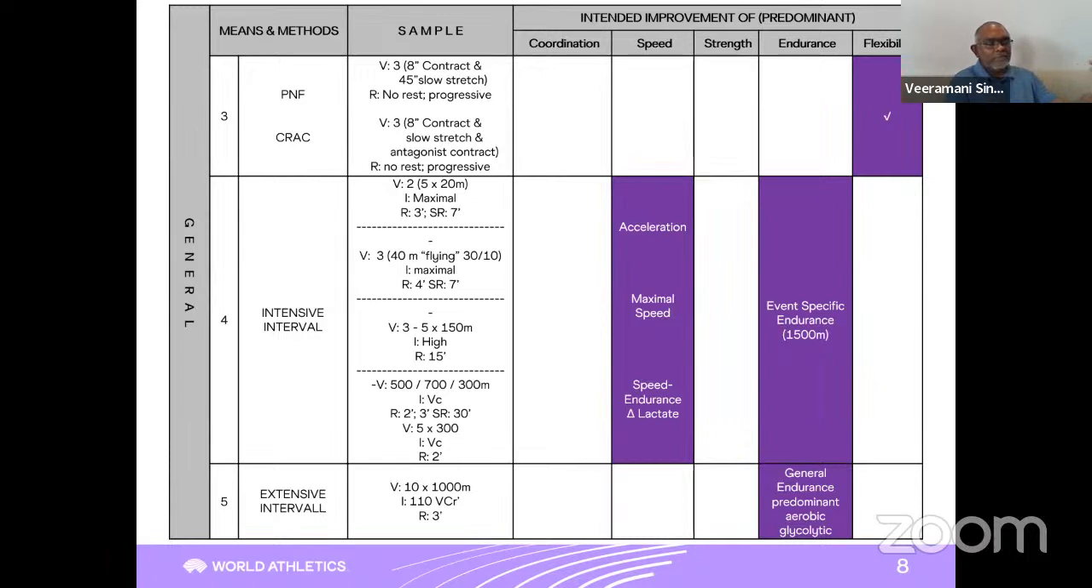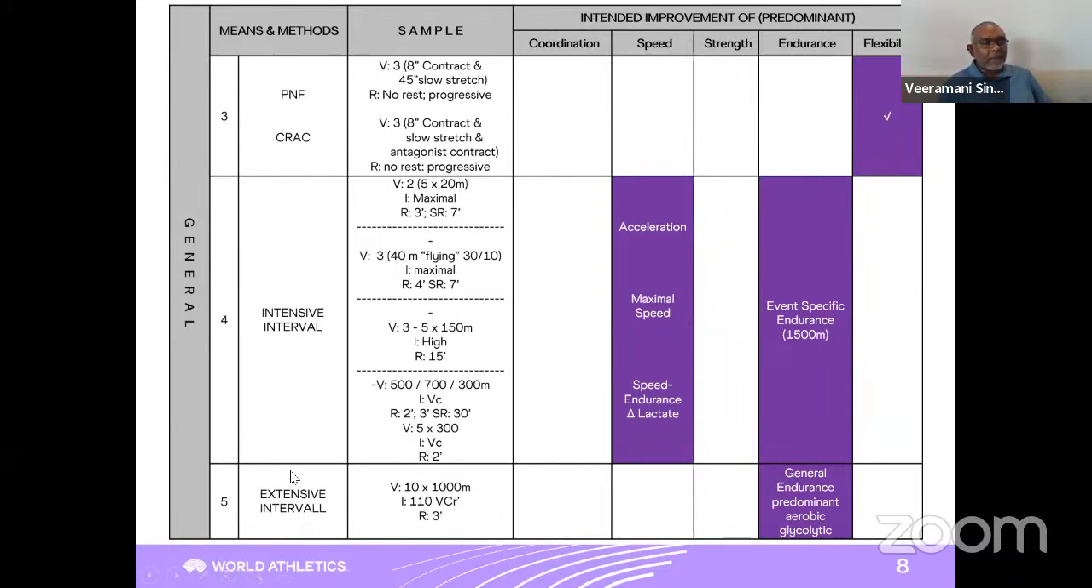On the other hand, in the shorter version, where we have the break, we have 5 times 300 at race pace, and we go for 2 minutes recovery. This is the event-specific endurance development where I can do the first one longer, second one shorter. That way, the whole volume is still revolving around my event.